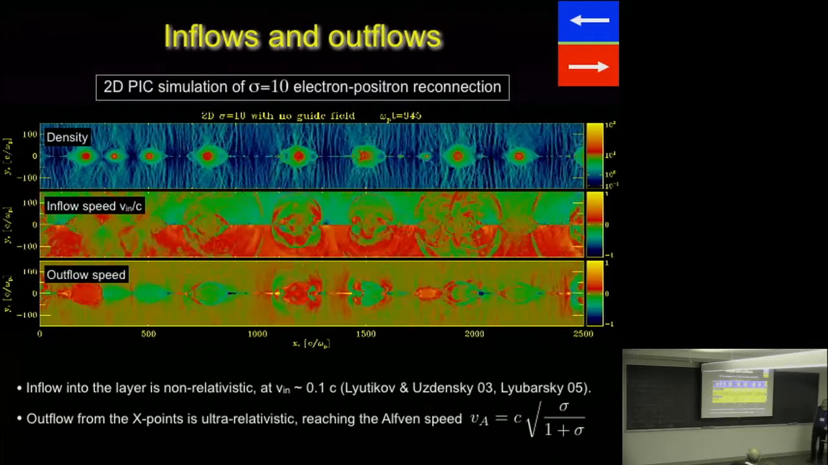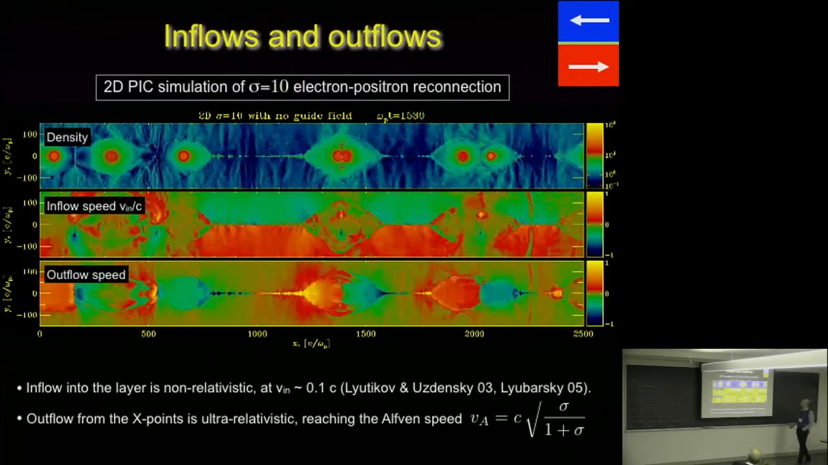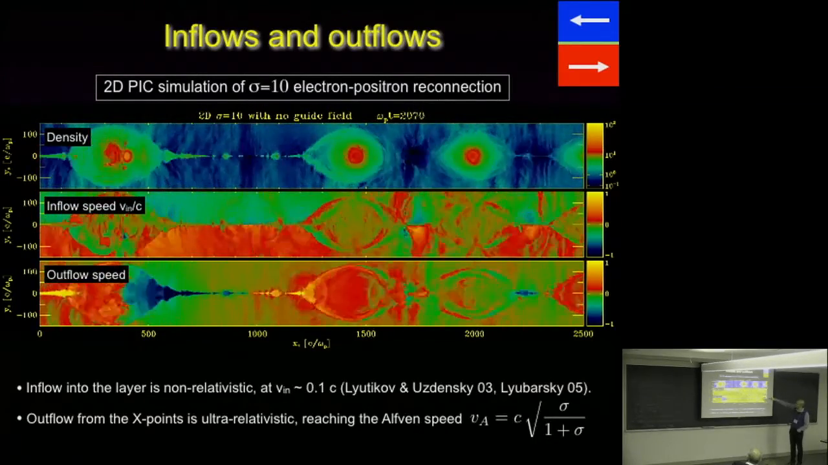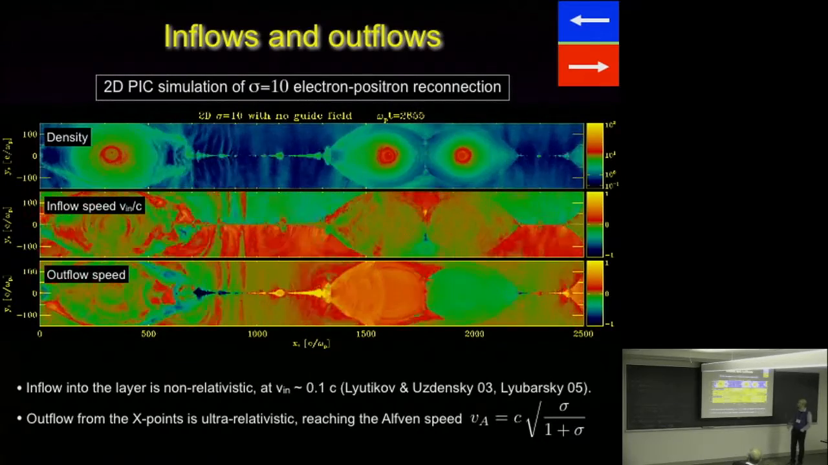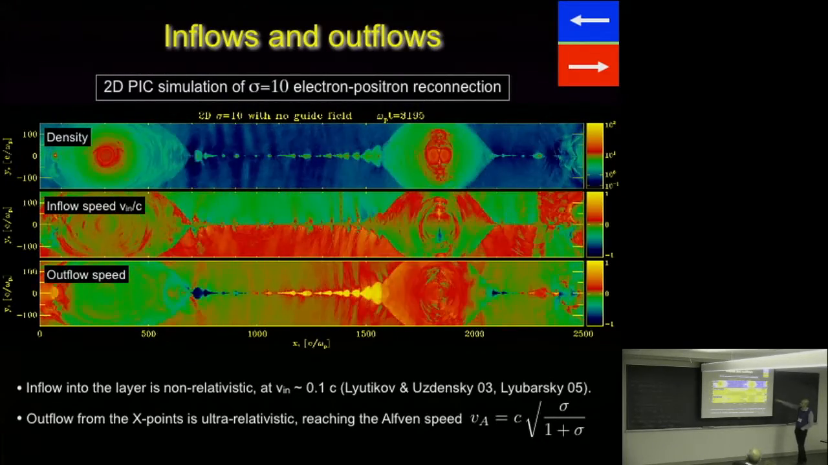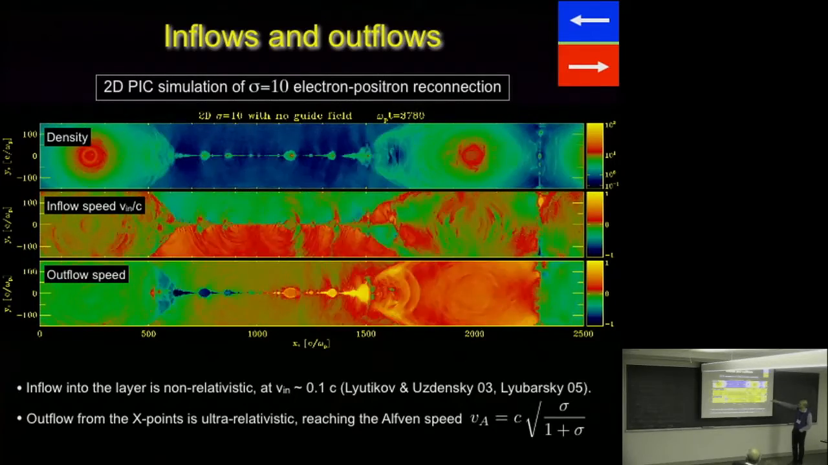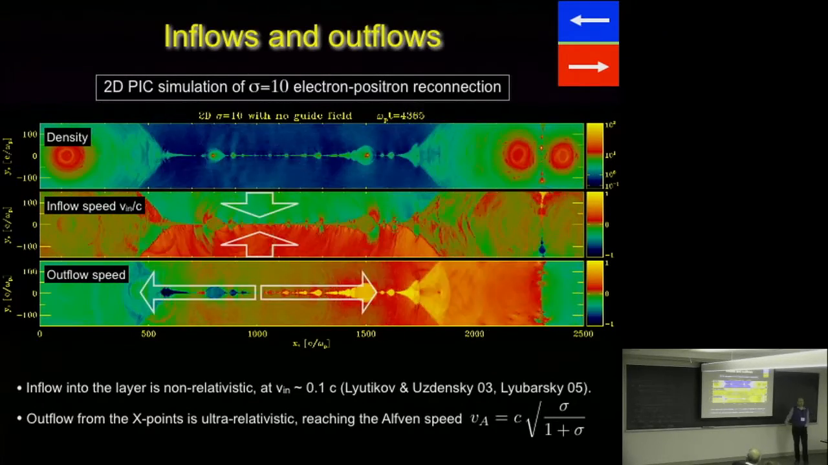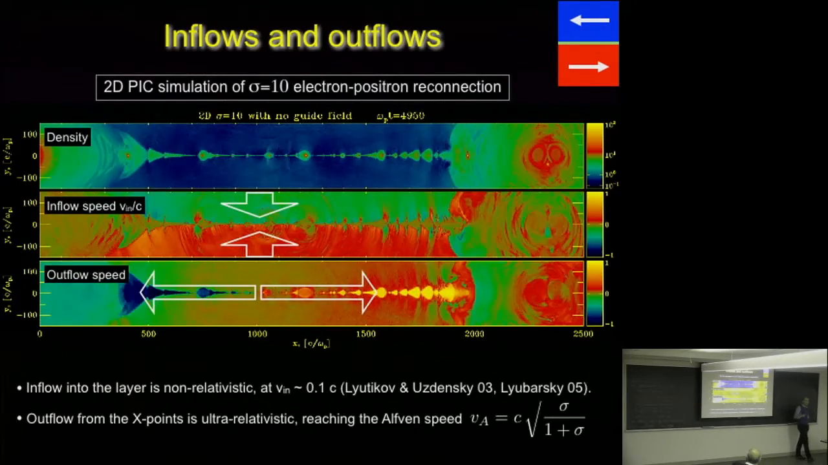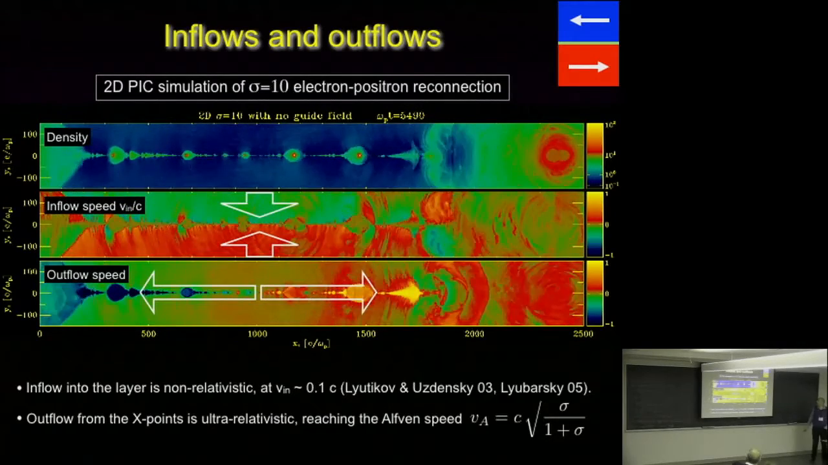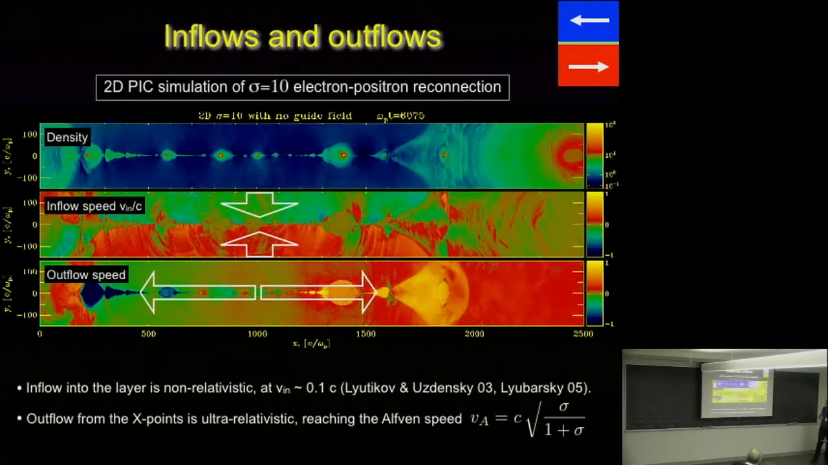This is a structure of the inflow and outflow of the reconnection region. The plasma comes in this way at non-relativistic speeds, about 0.1 of the speed of light, and then it escapes to the left and to the right at ultra-relativistic speeds, approaching the so-called Alfven speed. This is the speed of waves along a magnetic field, and the Alfven speed for these conditions approaches the speed of light.